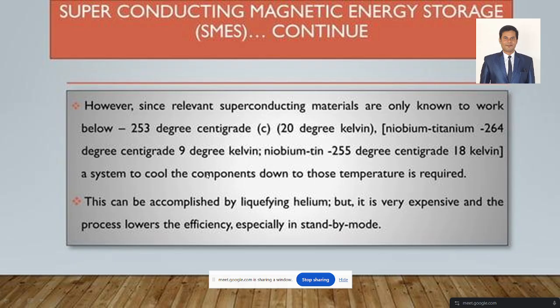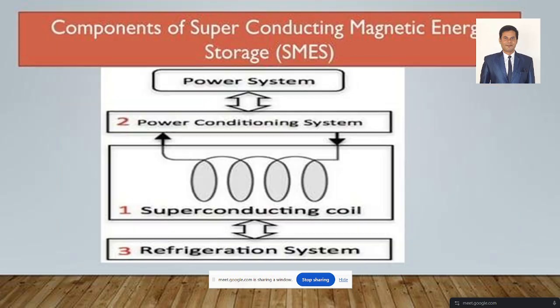And we have a system to bring the various components down to the rated temperature required to make the conducting materials superconducting. This can be done by liquefying helium, right? But it is very expensive compared to other materials, and the efficiency of the process is lower. That's why we especially prefer other modes of generation for storing energy, right?